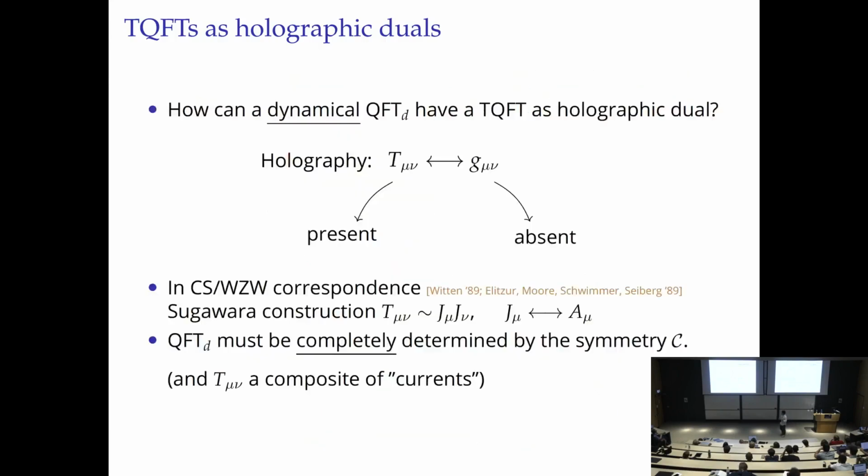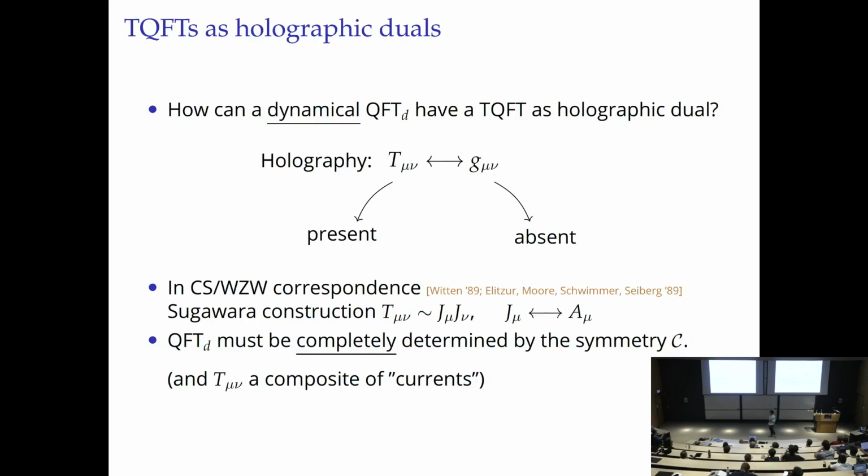So, you might be very skeptical about what I told you so far, because in holography there is a very well-known correspondence between the stress tensor of the boundary theory and the graviton in the bulk. But while the first is present here, the second is not. So what's going on? Well, there is at least one context in which the objection that I just told you has a clear loophole, and it's the context of the Chern-Simons WCW correspondence.